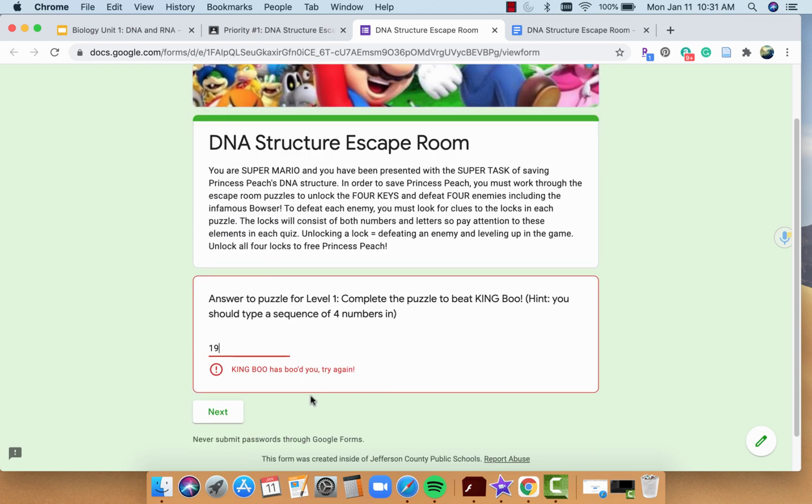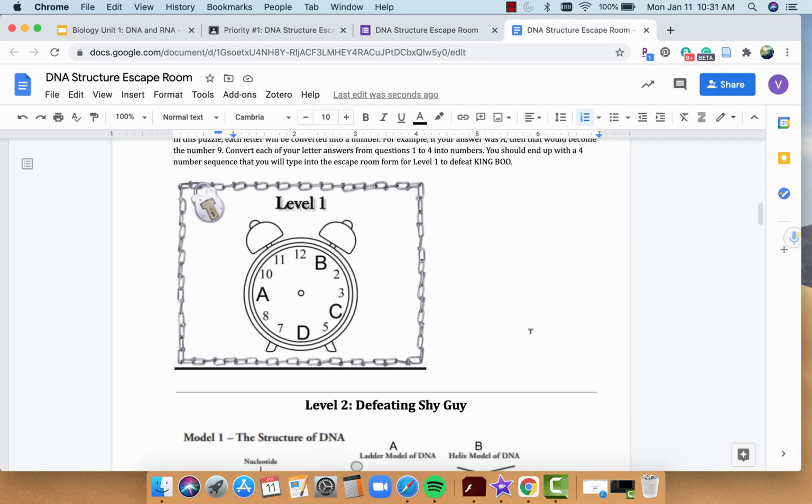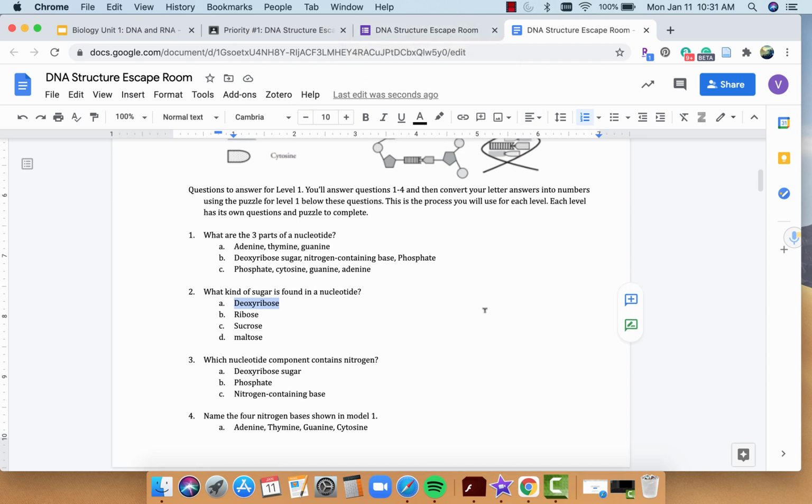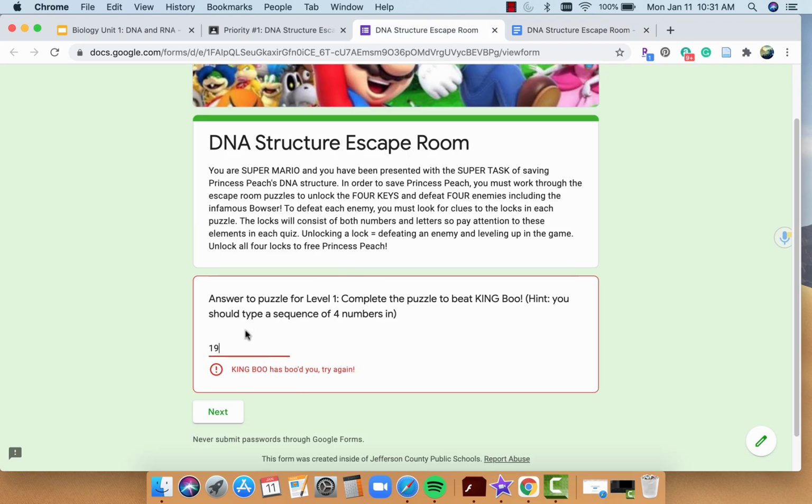Once you've got all 4 letters answered and converted into numbers, keep in mind you can use the letters more than once. It's all about what is the right answer, so you can reuse letters and numbers. That's one question you might have. Once you get all 4 in there, enter those numbers to beat level 1.